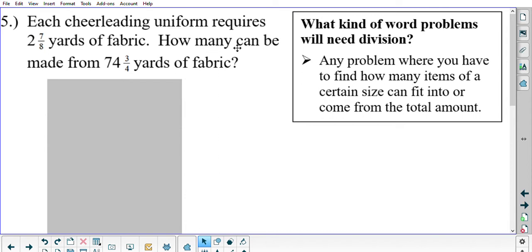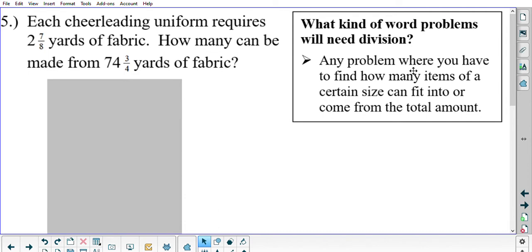That's what we're going to have here on number 5. Take a look at it. Each cheerleading uniform requires 2 7/8 yards of fabric. How many can be made from 74 3/4 yards of fabric? So this is the kind of problem where we know each uniform is only 2 7/8 yards of fabric. We want to know how many of those 2 7/8 could we get from a total of 74 3/4 yards of fabric.